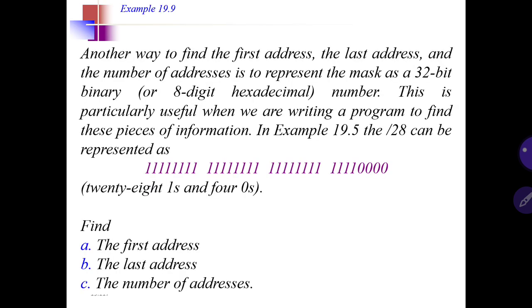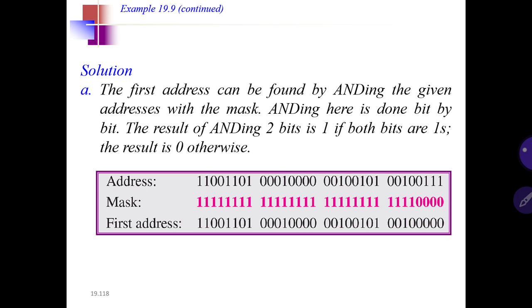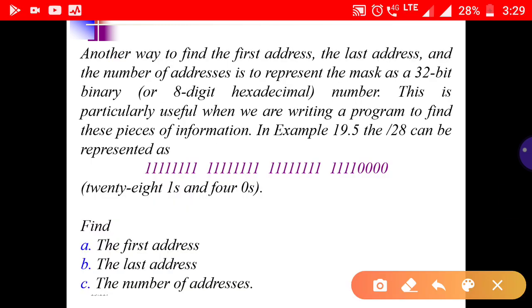Another way to find the first address, last address, and the number of addresses is to represent the mask as a 32-bit binary or 8-digit hexadecimal number. This is particularly useful when you are writing a program to find this piece of information. Presented as a mask actually.